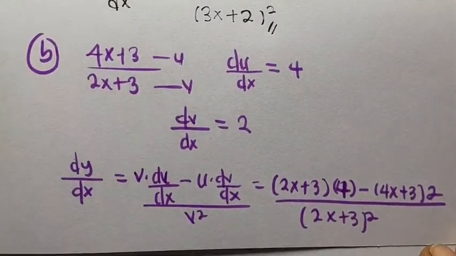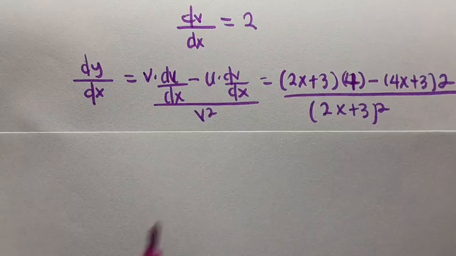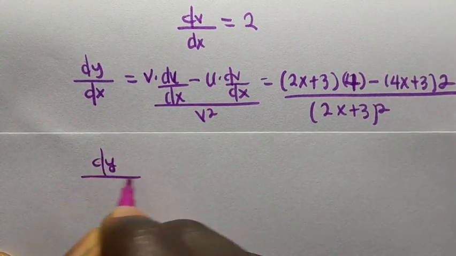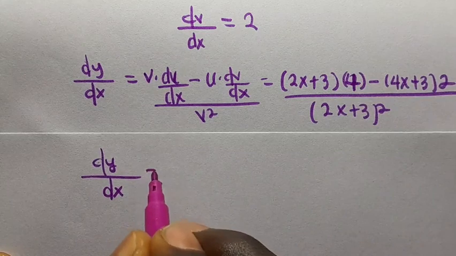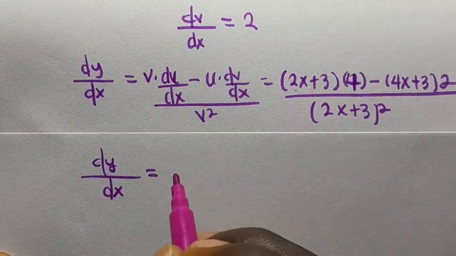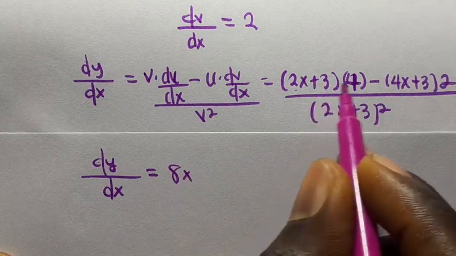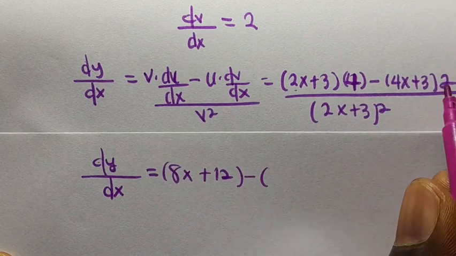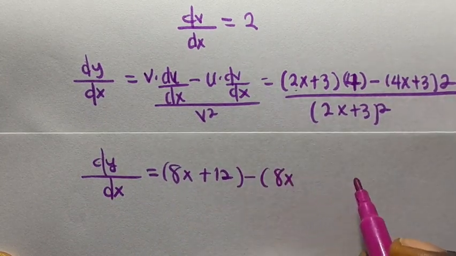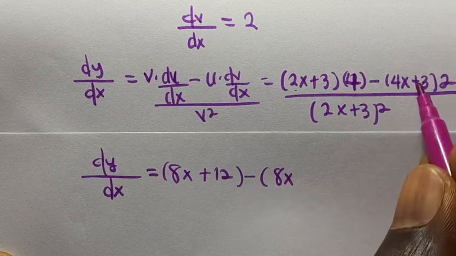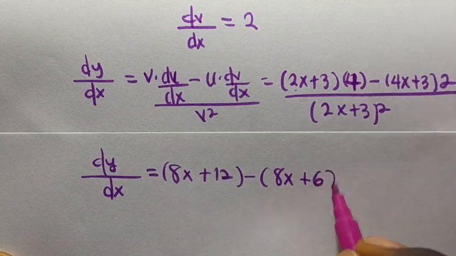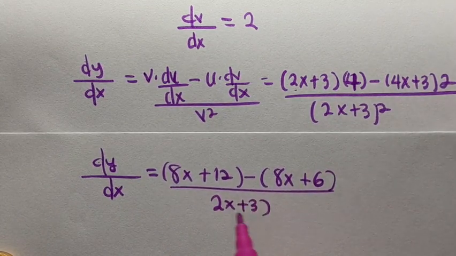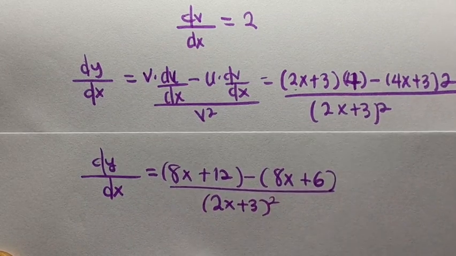So now from here, we can have dy over dx to be equals, when you use this one to multiply this, we have 8x. When you use this one to multiply this, we have 12, minus this multiplied by this, we have 8x. This multiplied by this, we have plus 6, all divided by (2x plus 3) all square.